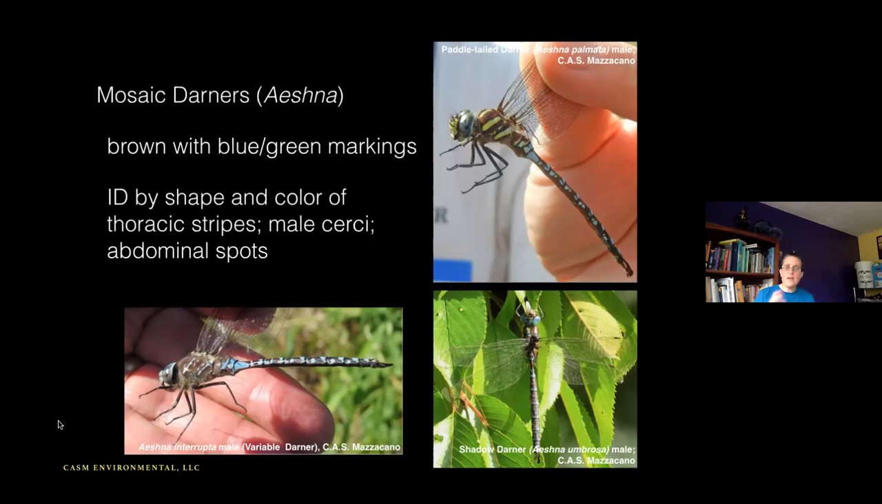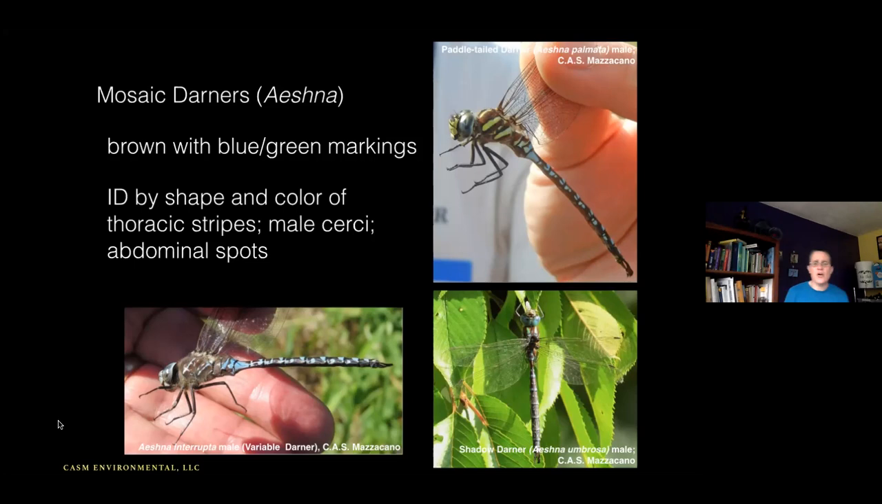I also want to pause to show you here for both the lower left and the upper right, the variable darner and the paddle-tail darner. You can see those are being held by the wings. They're being held close to where the wings join the body. This is the appropriate way to hold either a dragonfly or a damselfly. So those are both individuals that were captured in a net, and we'll have to kind of pantomime it today because there's no way dragonflies are going to be on the wing with the kind of weather we have right now, unless it changes after lunch.